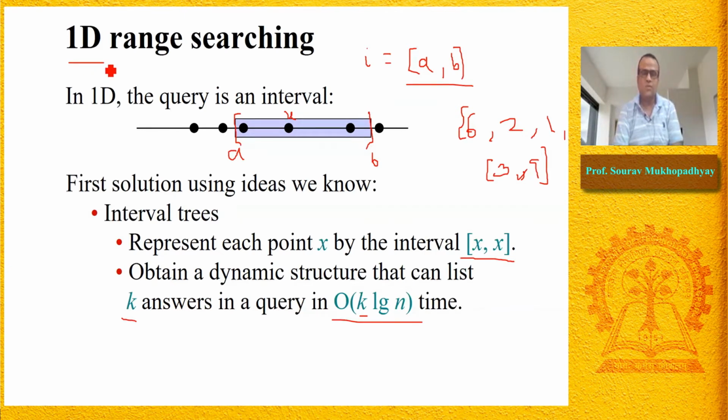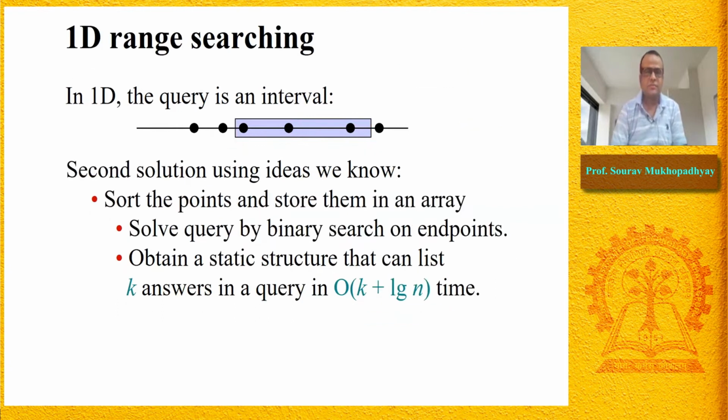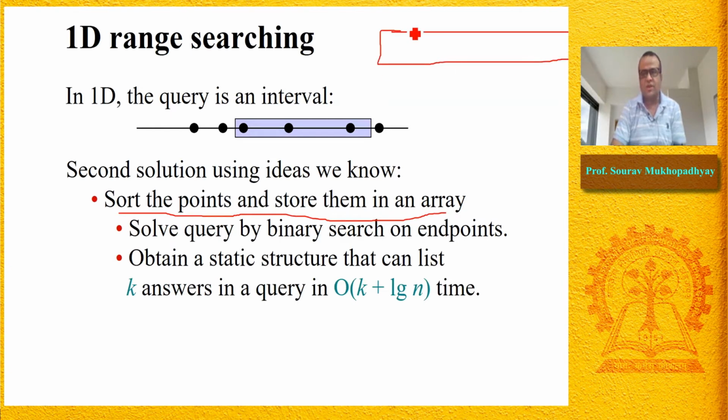So sorting and then doing binary search. Yes. So basically what we do, we just sort the points and store them in an array. So we have given an array. We sort it and store it in the array. Now this is a sorted array.